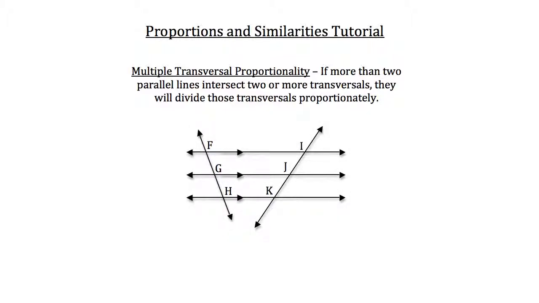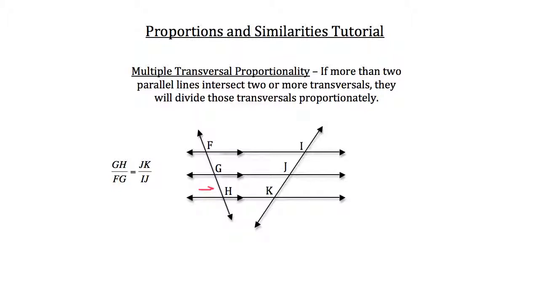Here are three parallel lines, and they're intersected by two transversals. Here's the first transversal, and here's the second transversal. Now, I can tell you, because of the multiple transversal proportionality theorem, that segment GH over FG is equal or proportional to segment JK over IJ. So let me indicate those with some arrows.